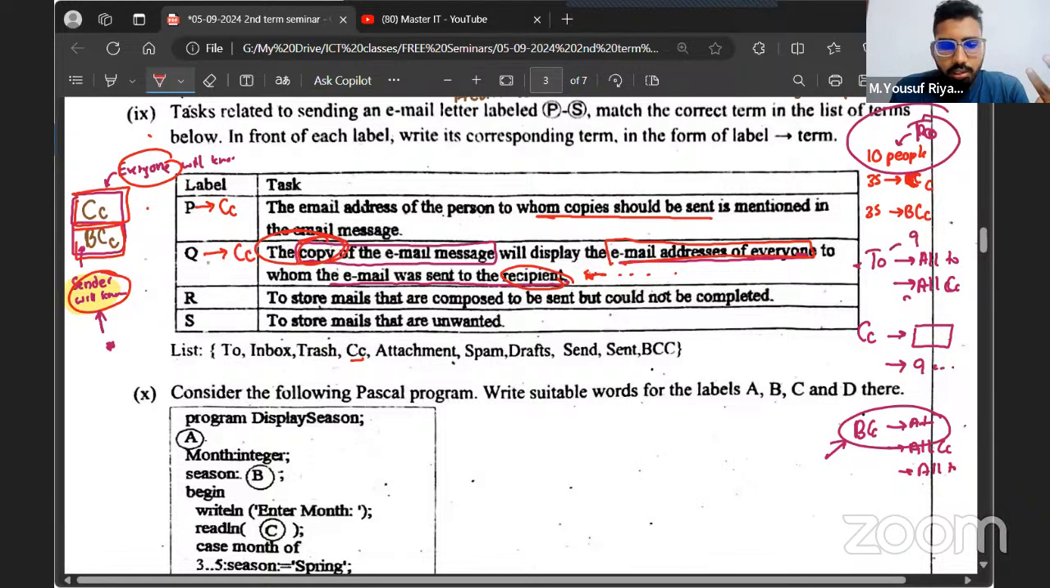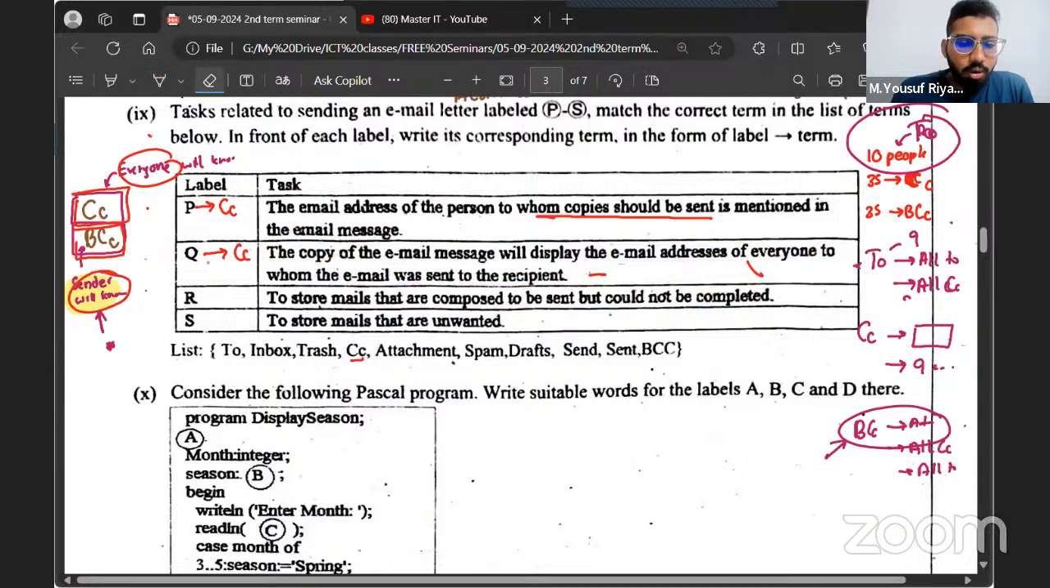Even the To also will show all the people. Even the BCC will show all the people except BCC. But technically, they're asking the copy of the email message will display. So To is not copy, so that's why I removed To. And the reason I removed BCC is because if there's a BCC person, you will not be able to display everyone's. Okay, now I got the question.